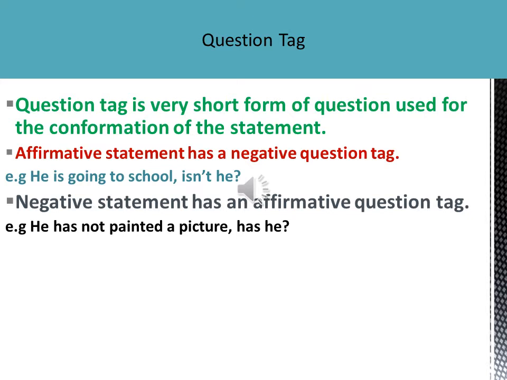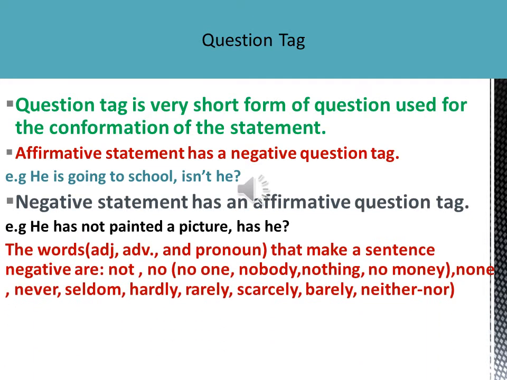Words, adjectives, adverbs, and pronouns that make a sentence negative are: not, no. For example, no one, nobody, nothing, no money. Also never, seldom, hardly, rarely, scarcely, barely, neither, nor. These words make the sentence negative. So, if these words are used in a sentence, then we should write the question tag in positive.